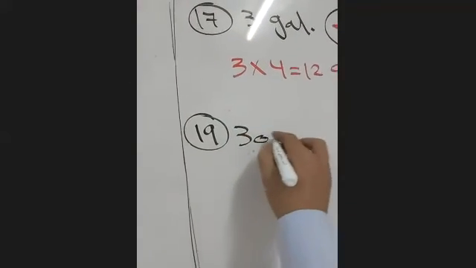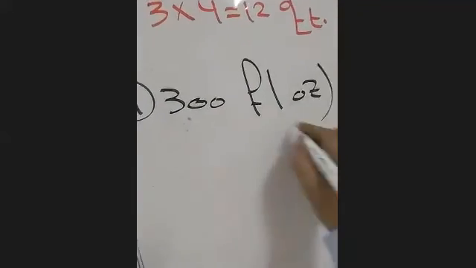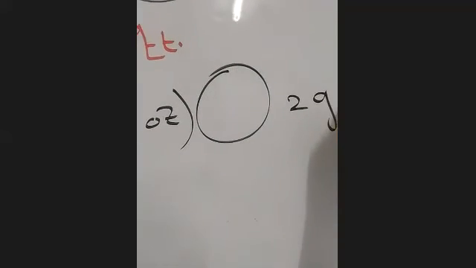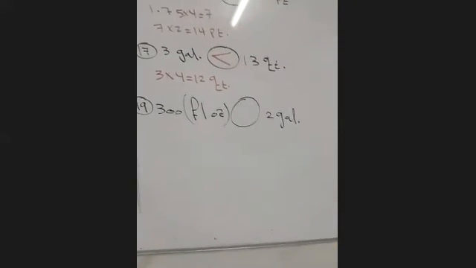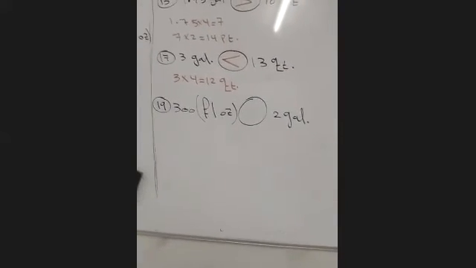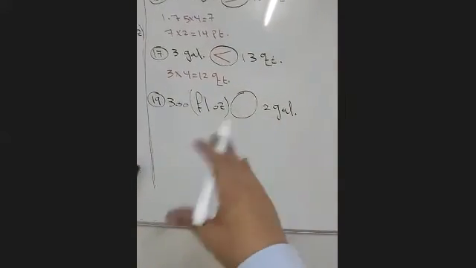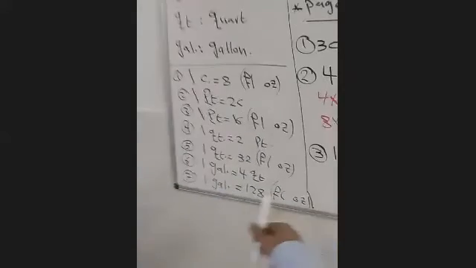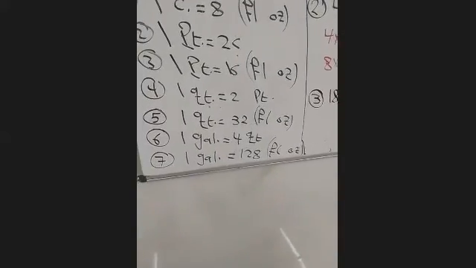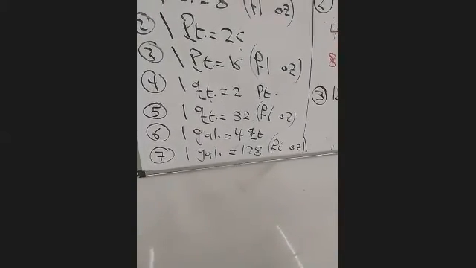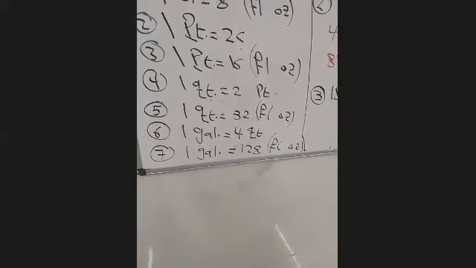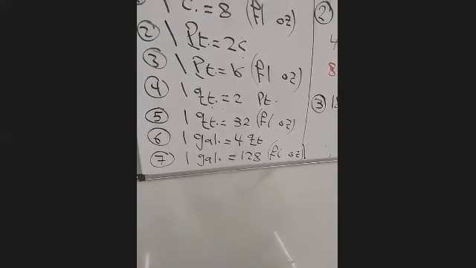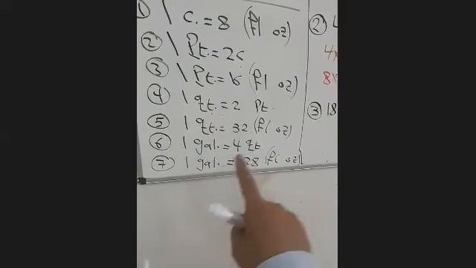Ibrahim, question 19, read. 300 fluid ounce and 2 gallon. Good. If we have different units, can we compare? No. What we need to do, we have fluid ounce and gallon. This is the formula. We'll go to the second formula. 1 gallon equals 128 fluid ounce. So we turn the gallon to fluid ounce.